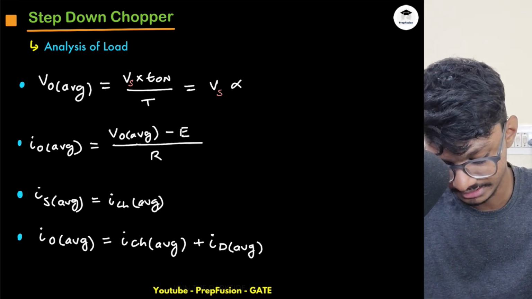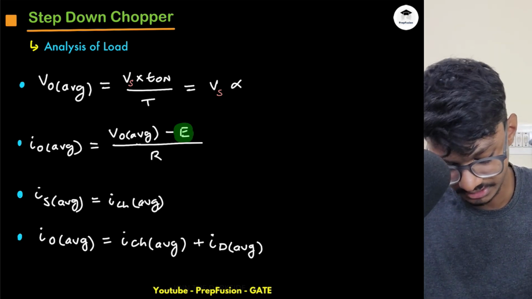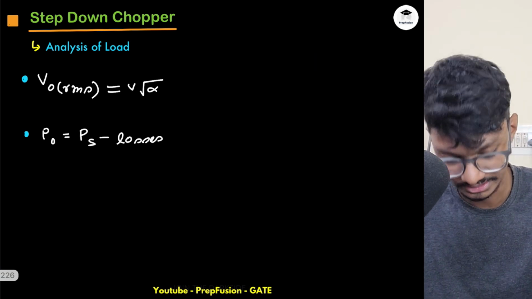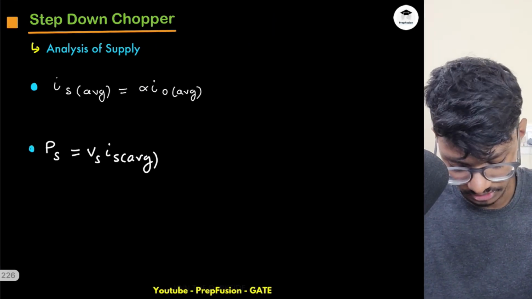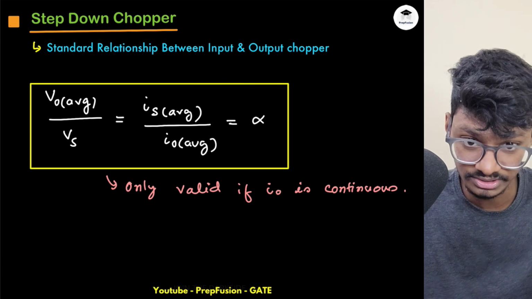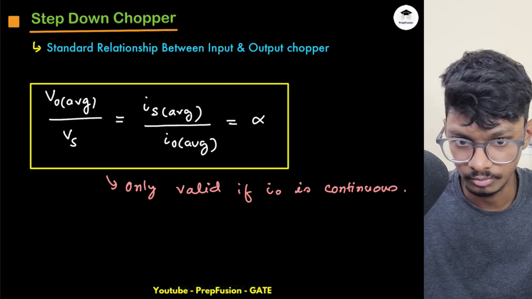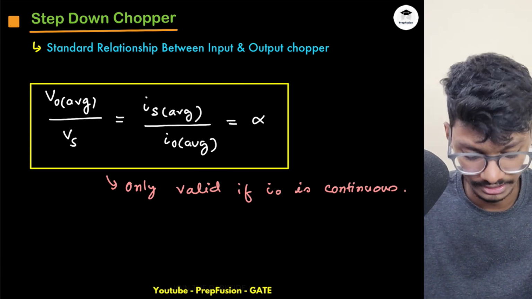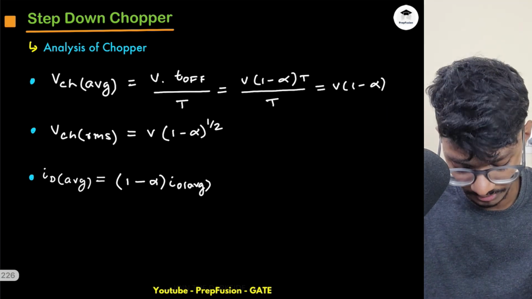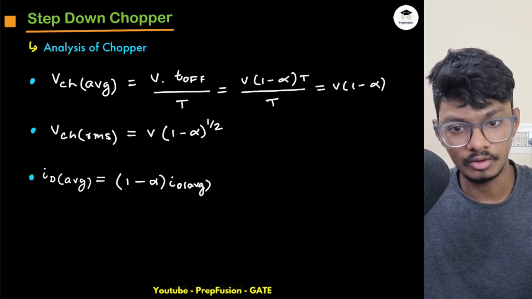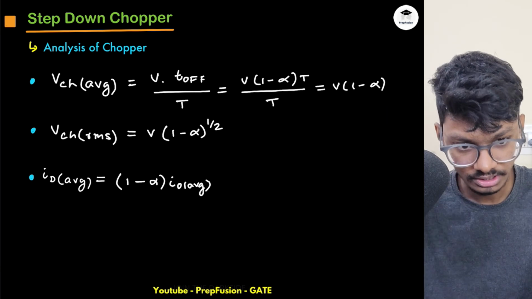So I will just highlight this. Extra minus E will come up, except that everything will be the same as it is, right? Everything will be the same. So I don't need to explain much here. I've already explained it in the previous topic, the previous RL load. Nothing will be different.